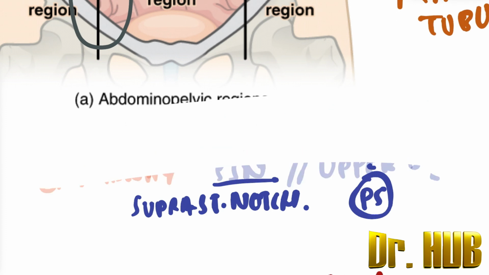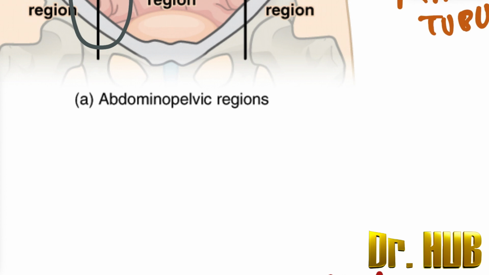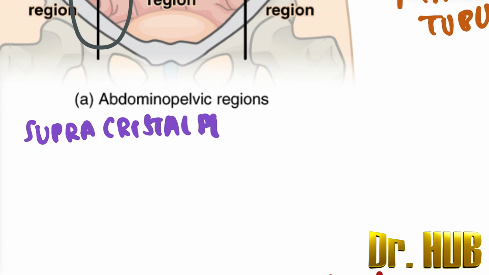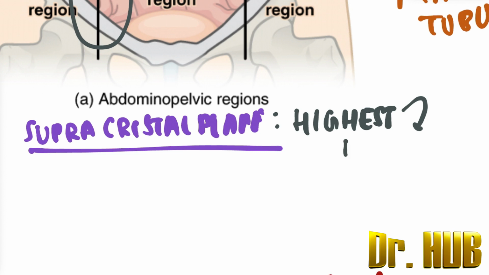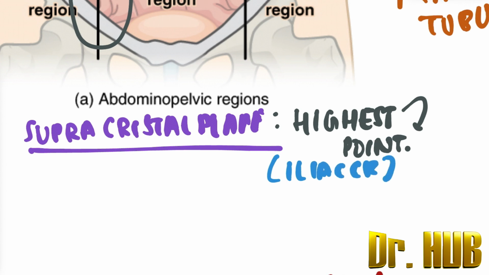Next, the other important lines to notice: there is a supracristal plane. So the supracristal plane passes from the highest point of the iliac crest, and this is present on both sides.